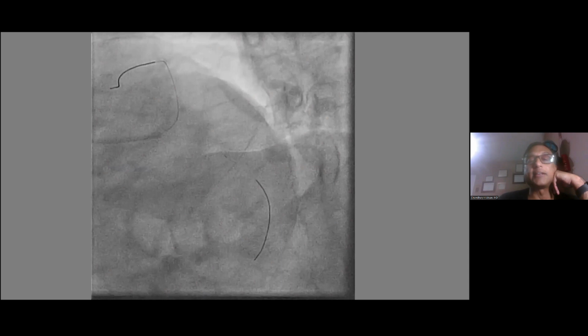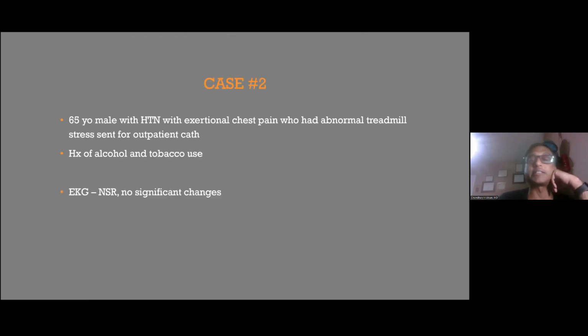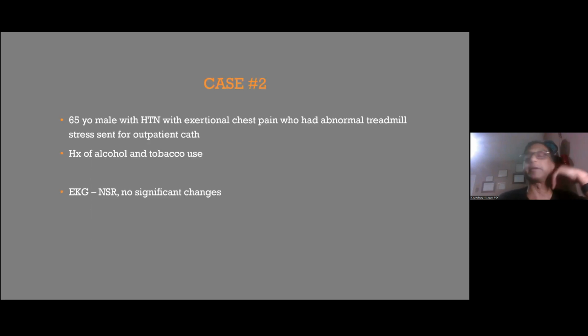Then we do the intervention and make sure that the procedure is done. And I did not use IVUS. There was a significant improvement in the IFR and then we stop there.